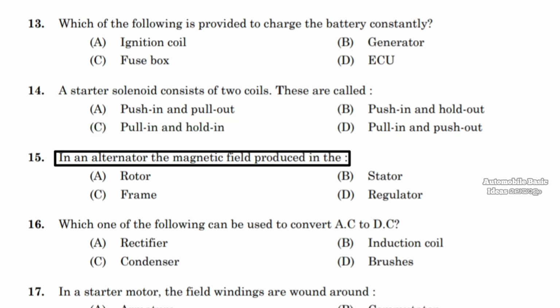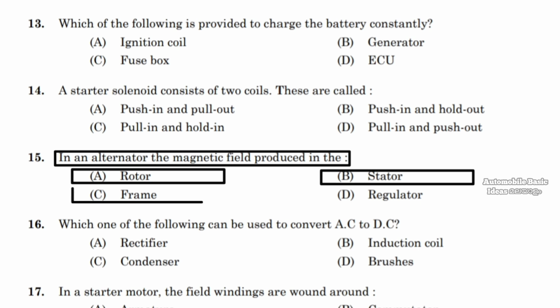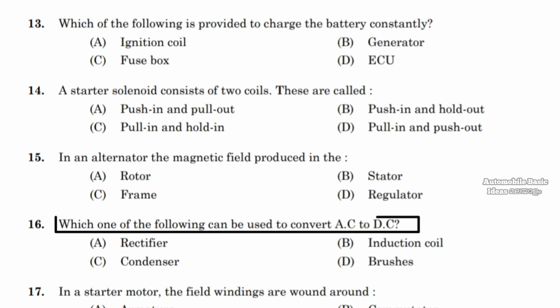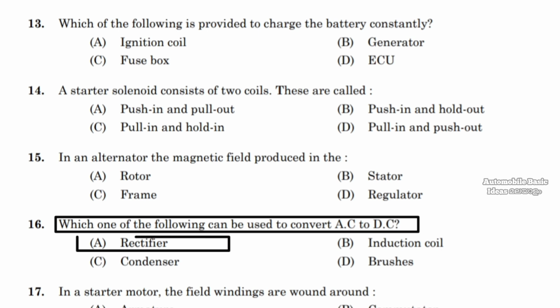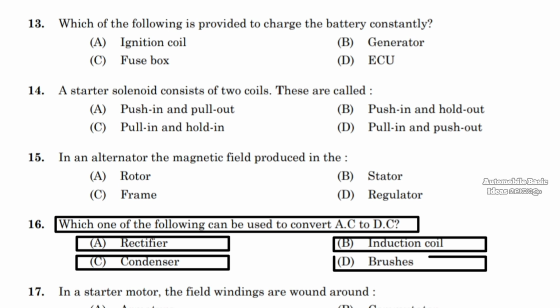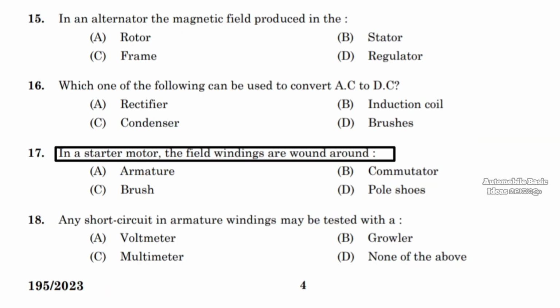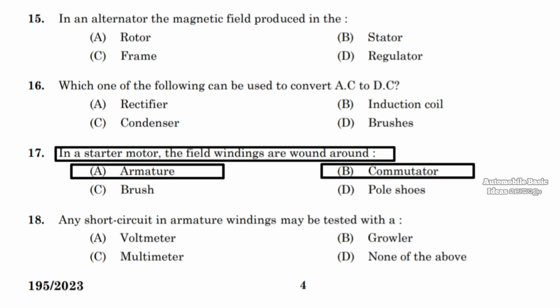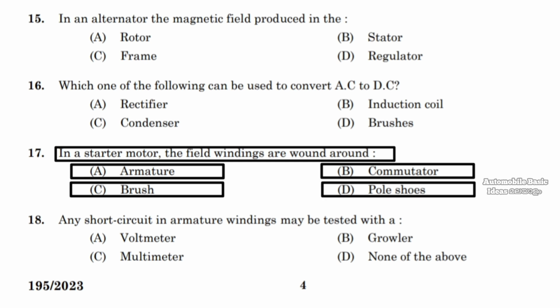15. In an alternator, the magnetic field produced in the A. Rotor, B. Stator, C. Frame, D. Regulator. Answer A. Rotor. 16. Which one of the following can be used to convert AC to DC? A. Rectifier, B. Induction coil, C. Condenser, D. Brushes. Answer A. Rectifier. 17. In a starter motor, the field windings are wound around A. Armature, B. Commutator, C. Brush, D. Pole shoes. Answer D. Pole shoes.